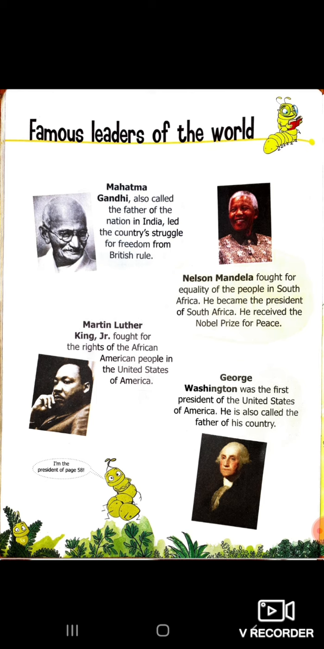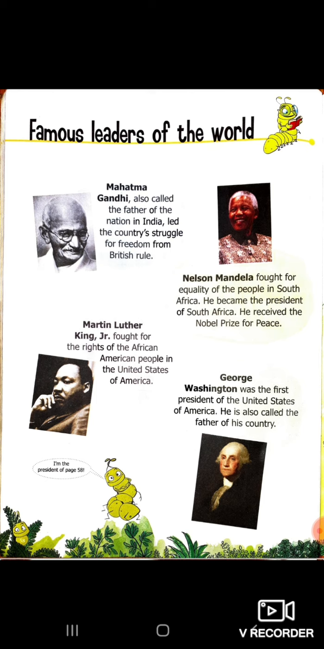Now look at the third picture. Third picture is of Martin Luther King Jr. He fought for the rights of the African American people in the United States of America. So he was also a very famous leader. He fought for the rights of African American people in the USA. All right.